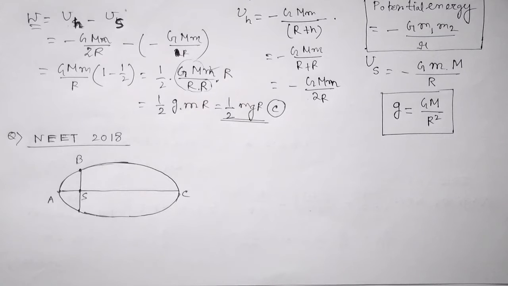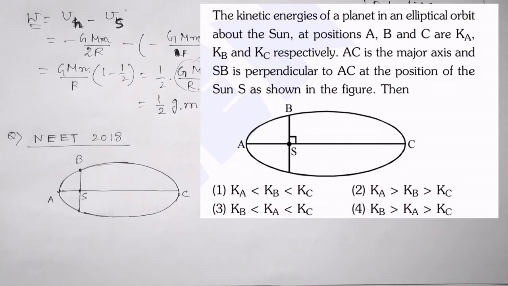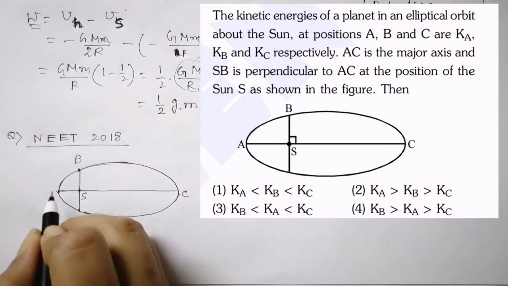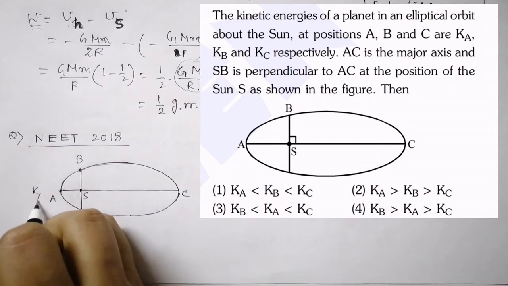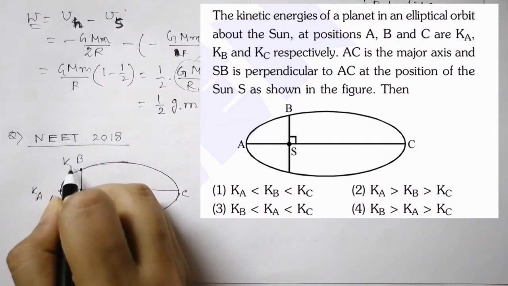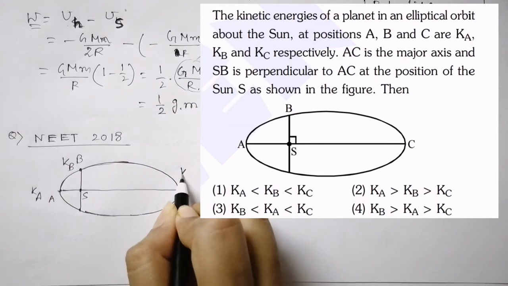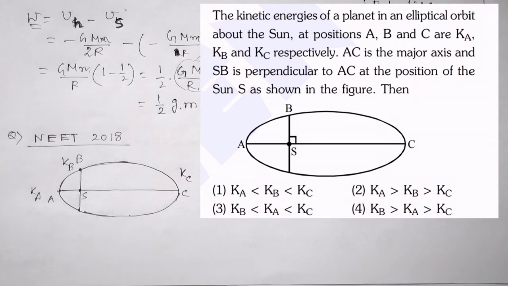The next question, NEET 2018 question. The kinetic energies of a planet in an elliptical orbit about the Sun at positions A, B and C are Ka, Kb and Kc respectively. So a diagram is given. This is point A, this is point B and this is point C. Kinetic energy at point A is Ka, at point B is Kb and at point C is Kc. And they are asking to find out the relation between Ka, Kb and Kc.